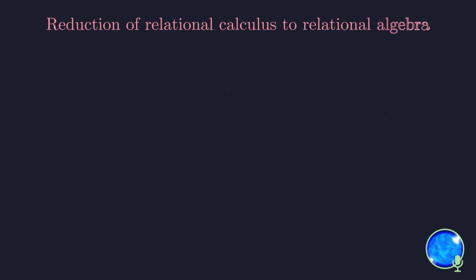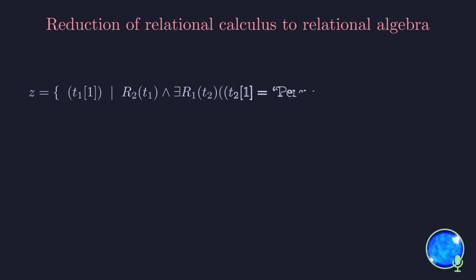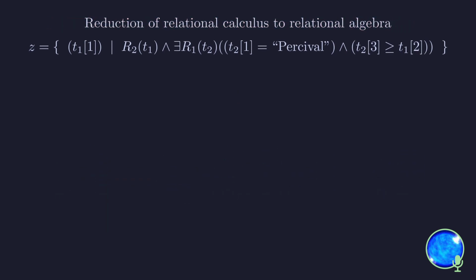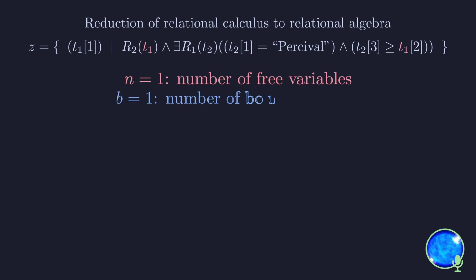Now, we will take a look at the reduction algorithm to convert a relational calculus query to an equivalent relational algebra expression. How can we go from our expression z to a query seen in example 2? Let's find out. Let's first let n be the number of free variables in W and b the number of bound variables. Recall what our expression for v is.